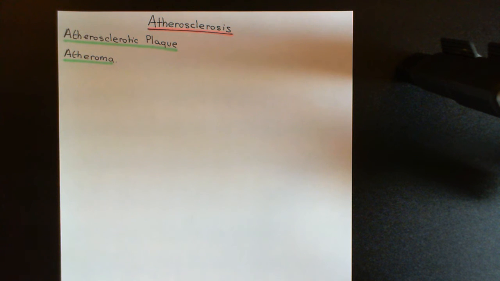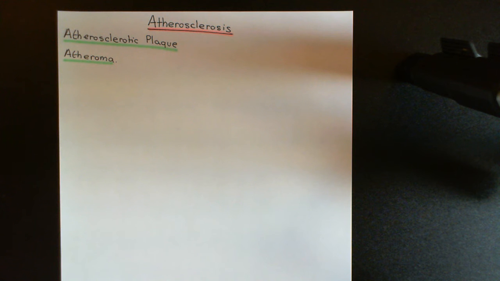Okay, so let's begin then with the actual pathological process of atherosclerosis. Now, in order to discuss the pathological process of atherosclerosis, we need to have fresh in our heads the structure of an artery wall.